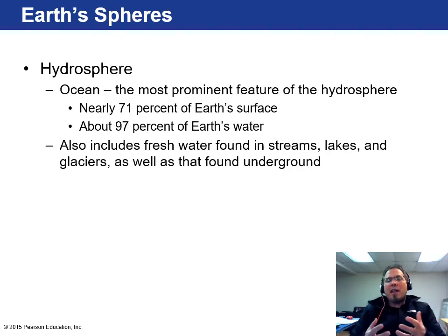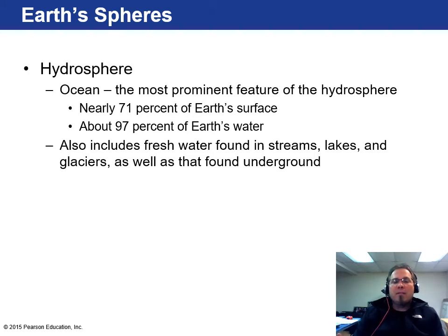Now, Earth has several spheres to it. Once the Earth formed, it kind of created these concentric spheres. Now, one of those spheres is called the hydrosphere, which is the ocean. It's the most predominant feature of the hydrosphere because 71% of Earth's surface is water, right? And 97% of all of the Earth's water is in the ocean, which really sucks because you can't drink ocean water. So it's really not available to humans.